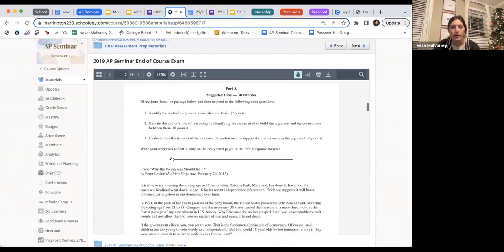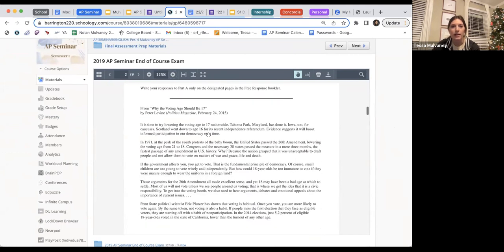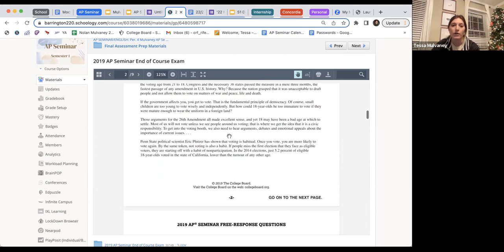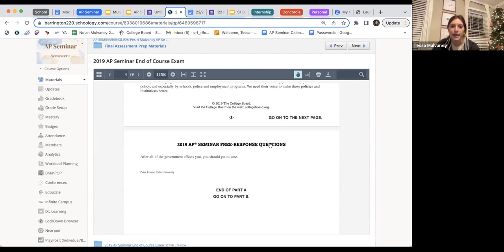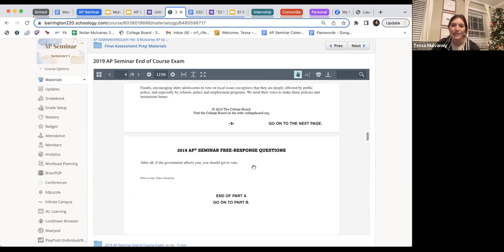Okay, the 3 questions are there. We are only worried about question 1 today. So, Why the Voting Age Should Be 17, Peter Levine. This was published in Politico magazine. If you're interested, you can look that up, but on the day of the exam, remember, you won't have access to a computer. And it was published in 2015. Okay, and then you'll go on and you will read this article. You'll stop at the end of page 3, because that's the end of, well, I guess it goes on 1 sentence onto page 4, and then you'll stop there.